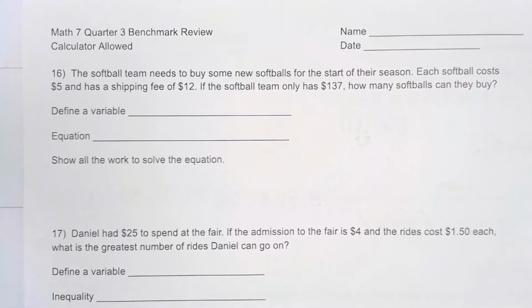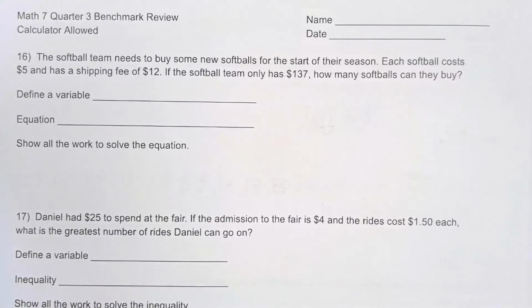Alright, so moving on to the back side. So the softball team needs to buy some new softballs for the start of their season. Each softball costs $5 and has a shipping fee of $12. If the softball team only has $137, how many softballs can they buy?